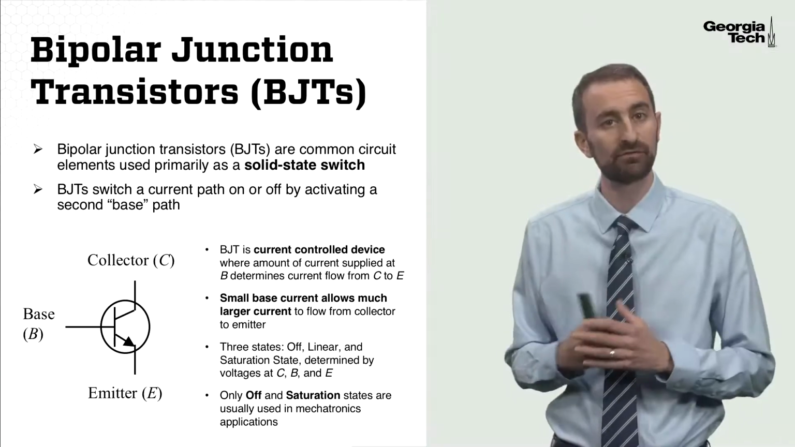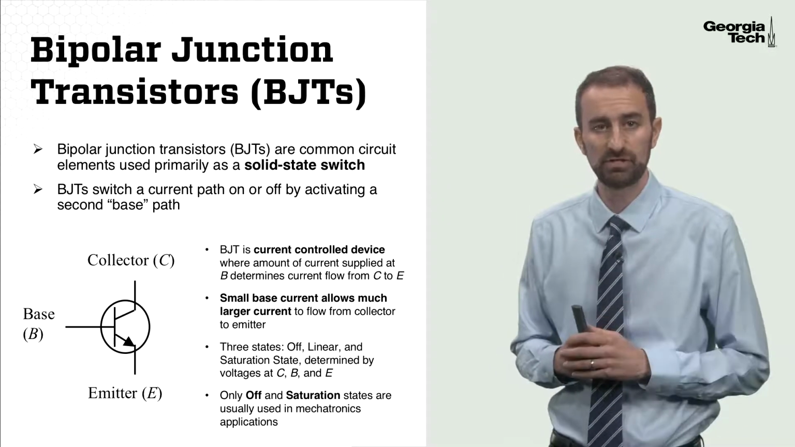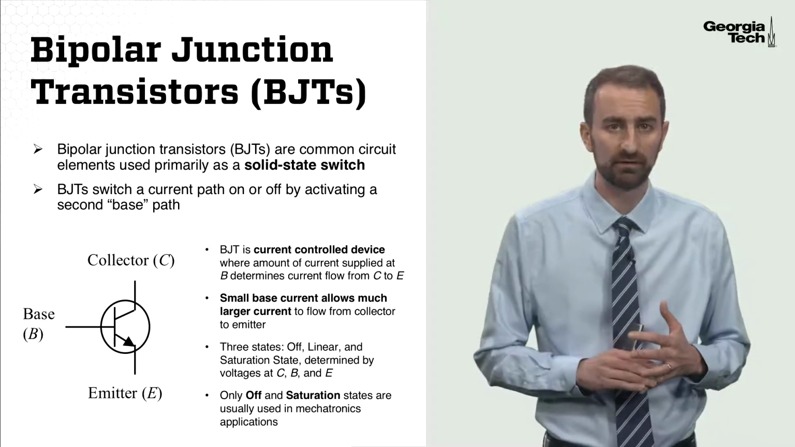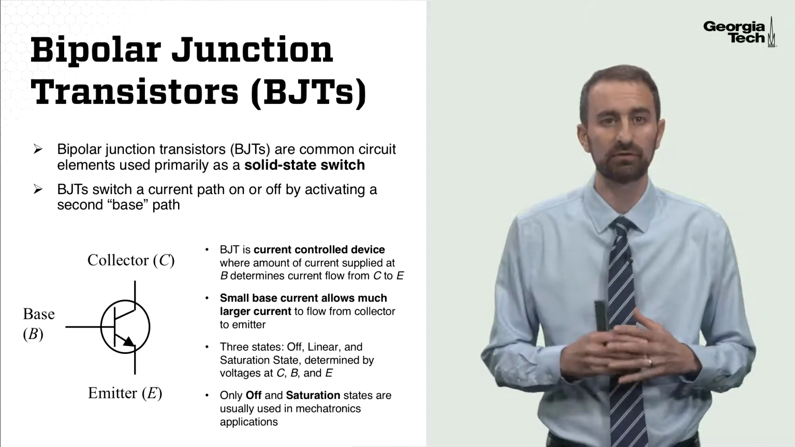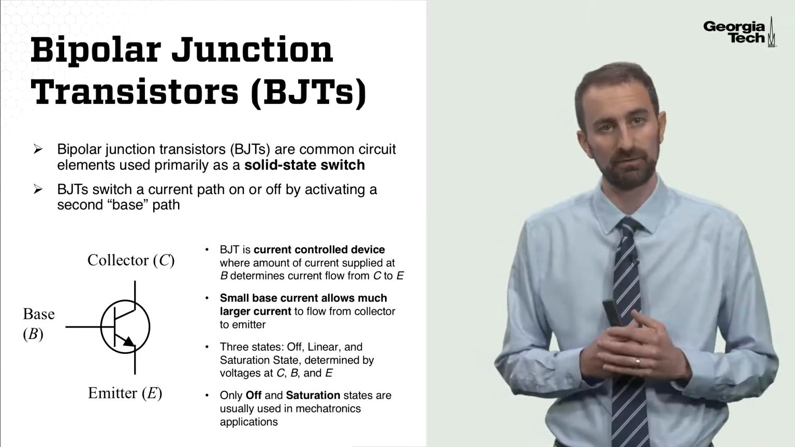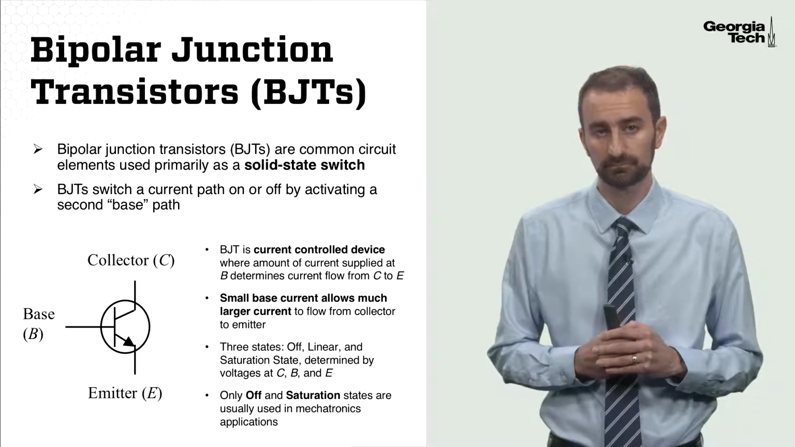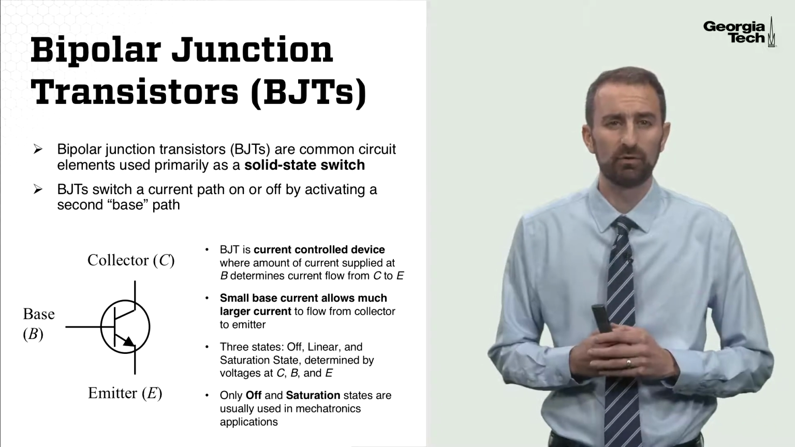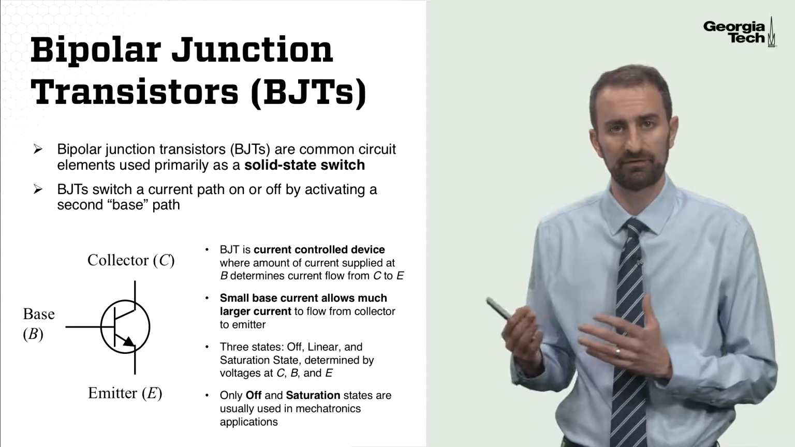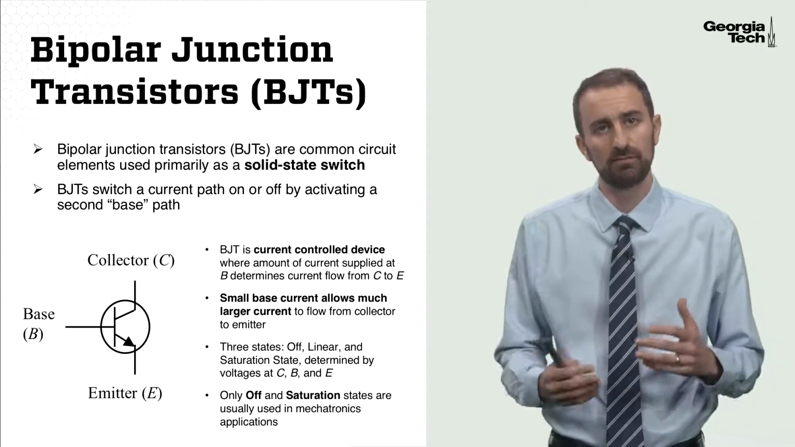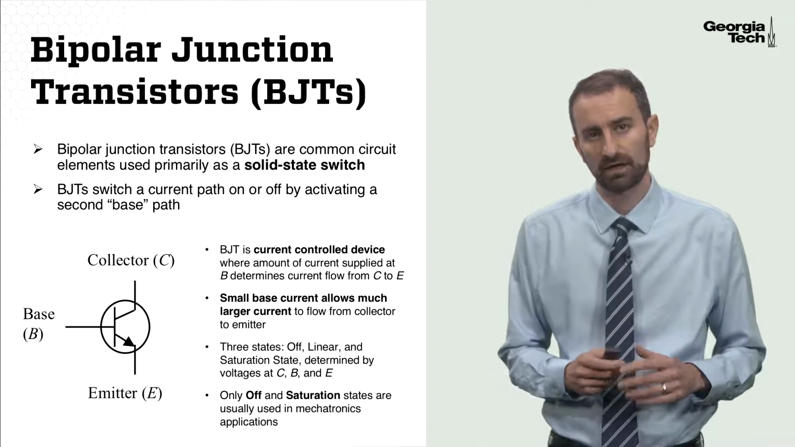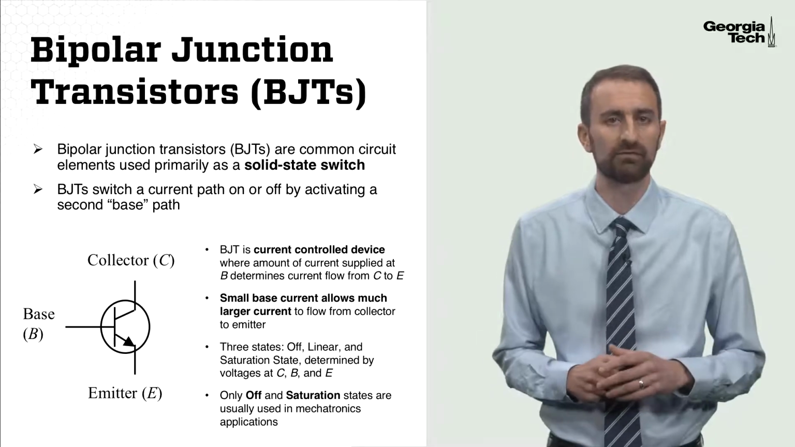There are three states that we typically care about with a BJT: the off state, linear, and saturation states, and those are determined by the voltages at the base, collector, and emitter. Finally, we really only usually use the off state and the saturation state when using BJTs within electrical circuits for mechatronics applications.